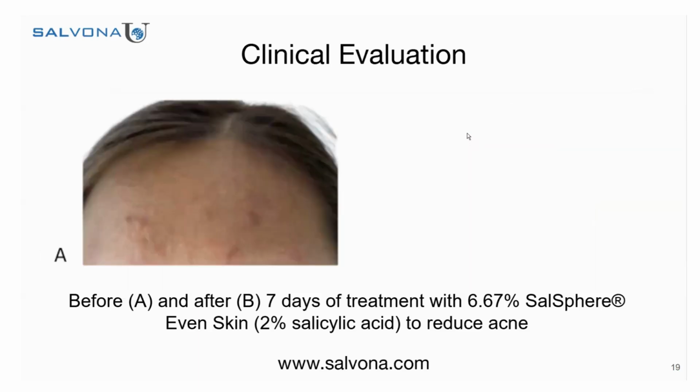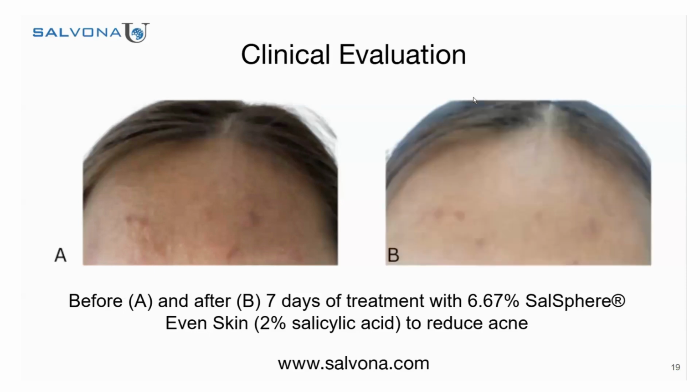We see another example here. Before, some lesions, some uneven skin, and some redness. After only 7 days, with treatment at 2% salicylic acid, we see a more even skin tone, a reduction in the number and intensity of the lesions, and just an overall better and healthier skin appearance.